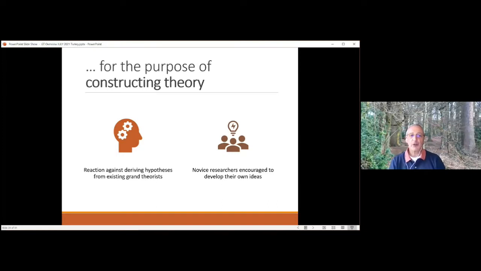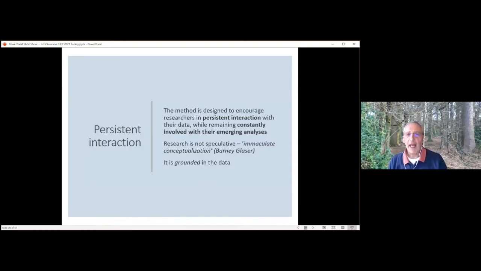Okay. And you're doing it to construct your own theory or model or framework. I use the terms more or less to mean the same thing. I know there are people much more learned than I in philosophy of science who say there's a difference between a model and a theory and a framework, but essentially you're trying to develop your own insights as a PhD student, as an early career researcher, as a group of researchers. And you are consistently and persistently interacting with your data.